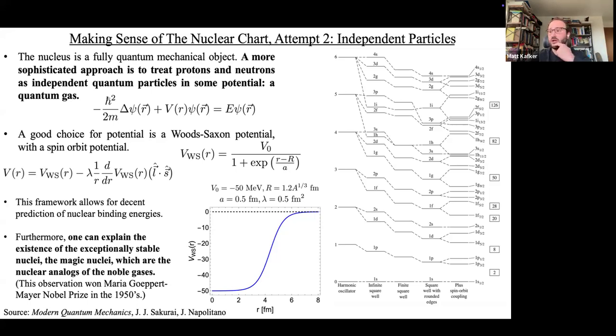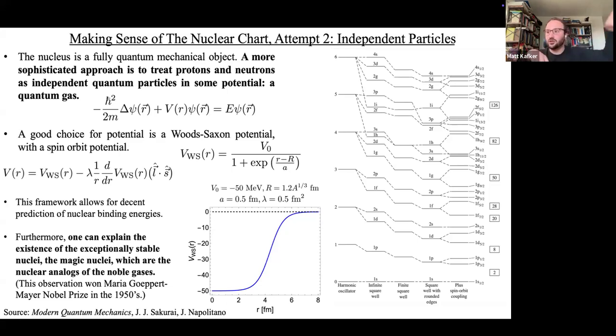And then at a certain point, you introduce parameters. So there's this V0, which is some energy scale. There's this R, which is the size of the nucleus. And then there's this A, which controls the transition from -50 to 0. And this is basically, to answer your question, a guess which fits the broad features of what you would expect. So it has to be negative so that it can bind the particles.